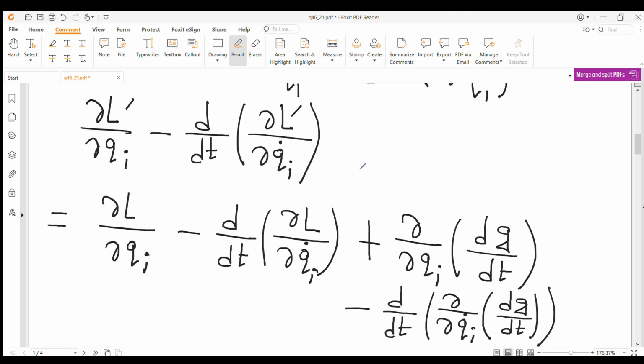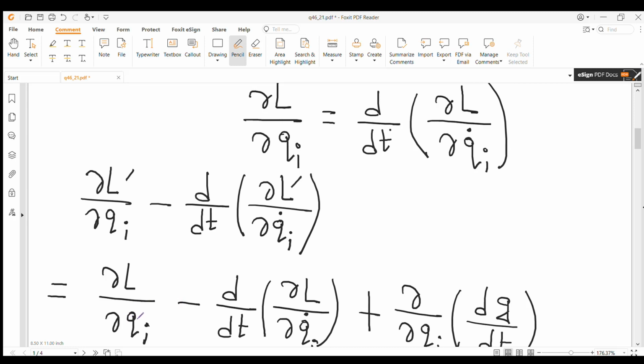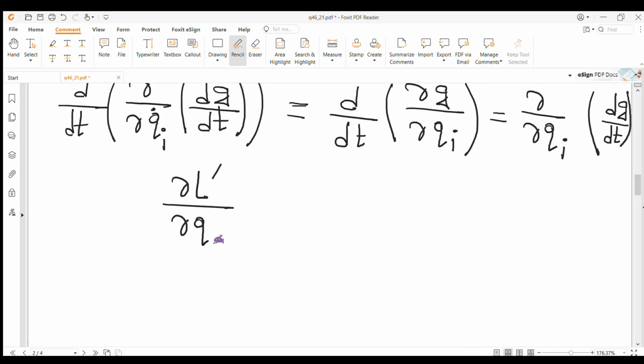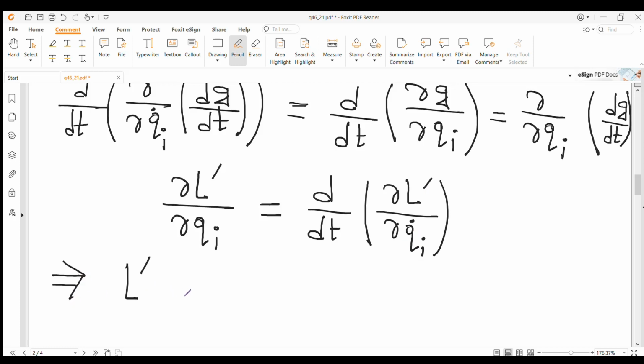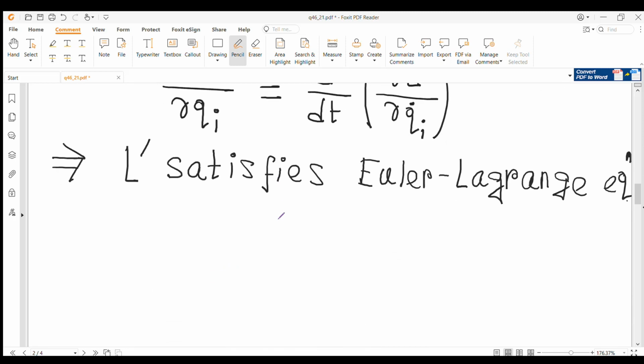So in this expression, the third term and the fourth term cancel out. As L is the Lagrangian, the first term and the second term also cancel out. This means ∂L prime/∂q is equal to d/dt of ∂L prime/∂q dot. So L prime also satisfies the Euler-Lagrange equation. So both L and L prime satisfy the Euler-Lagrange equation. So option A is correct.